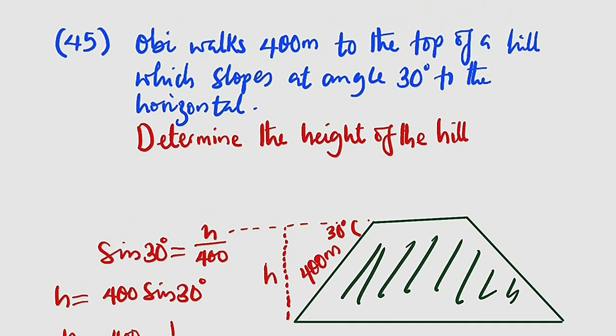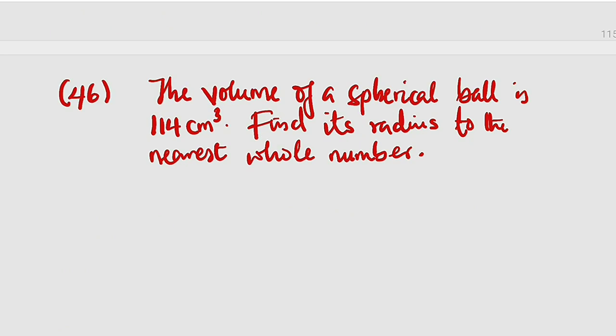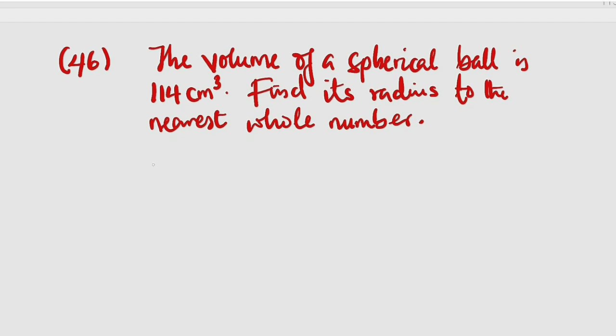As simple as that. And question number 46 reads, the volume of a spherical ball is 114 cm cubed. We're asked to find its radius to the nearest whole number. All right. The formula is always very important. The volume of a sphere is given as 4 divided by 3 multiplied by pi r cubed. But the volume is already given as 114.